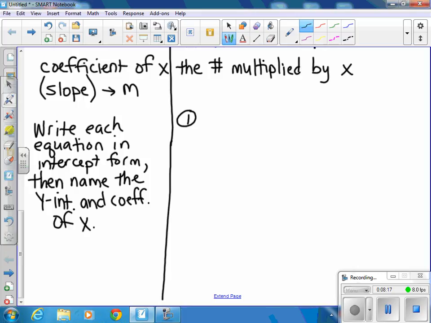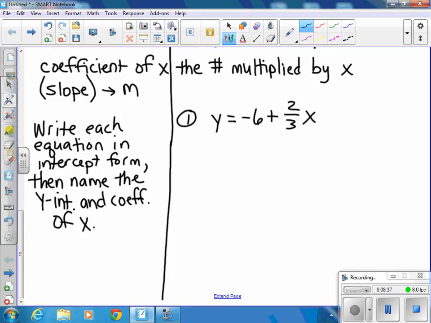Right, so for the first one, I'll start you off very basic. Y equals -6 plus 2/3 x. You'll notice it's already in intercept form. Intercept form just basically means that the y is completely by itself and the other side has been simplified. So anytime you're solving for the letter y, you're actually putting it in intercept form. Right? So this is already ready to go.